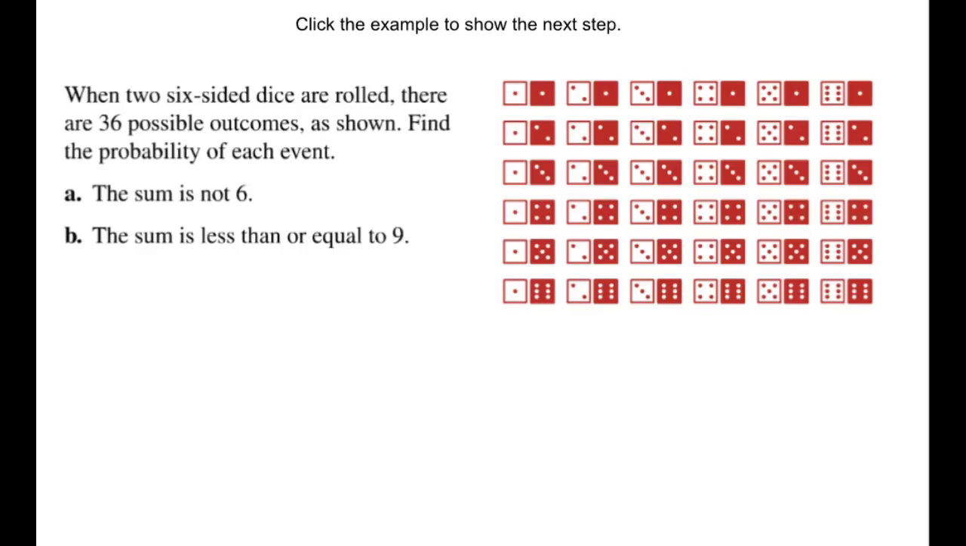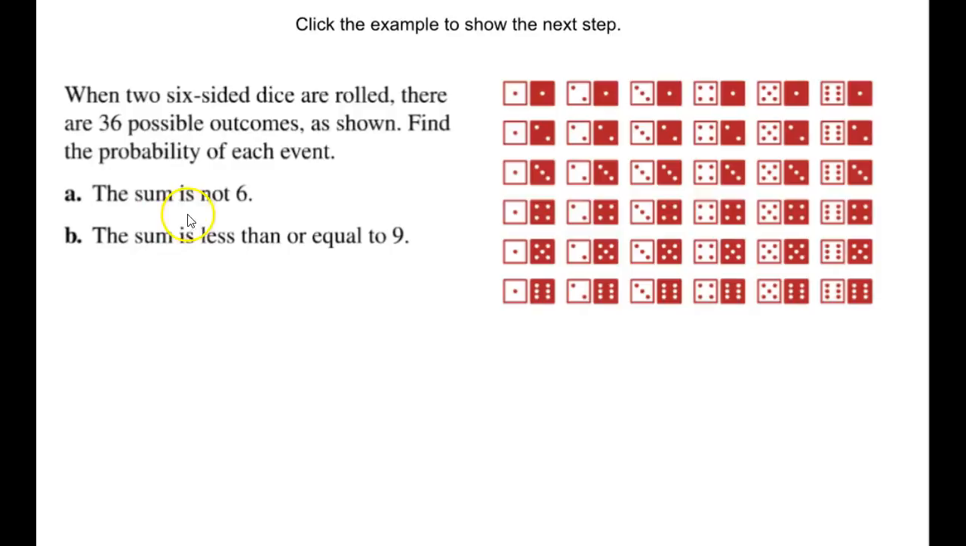So we're looking at the probability of the complement of an event. So the complement of an event is all of the stuff that is not in A. So let's look at an example to make it a little bit more sense here. So when two 6-sided dice are rolled, there are 36 possible outcomes as shown, right? So here they did a lot of the work for us. Find the probability of each event.